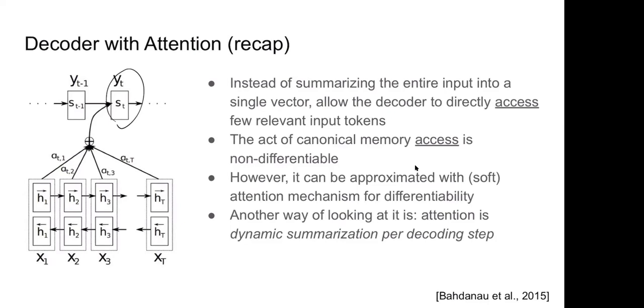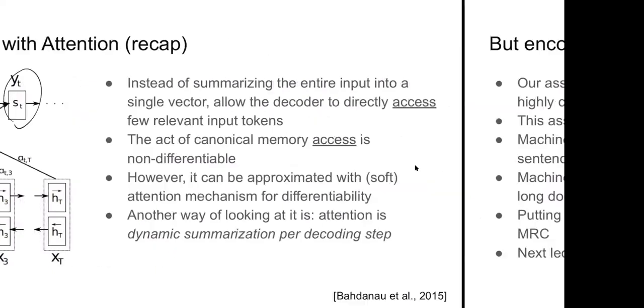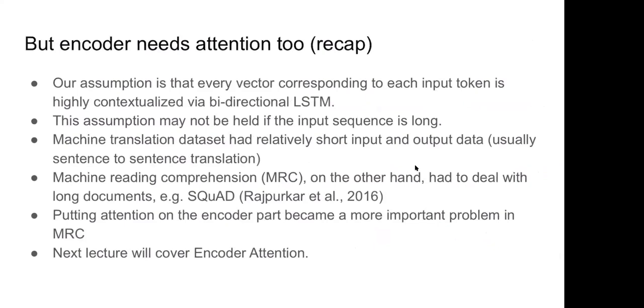And I think I mentioned that this is also an important point, especially in neural nets: this can be considered as accessing a few relevant input tokens, but hard accessing is non-differentiable. So we want to make that differentiable by using softmax. And we also mentioned that the encoder needs attention too.